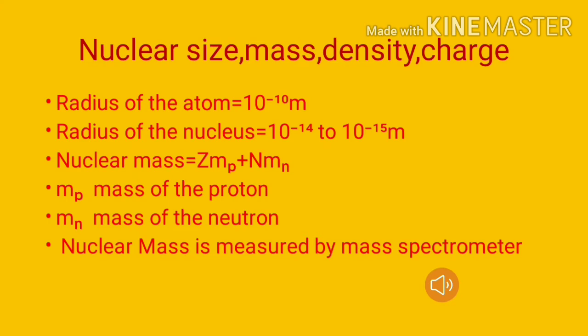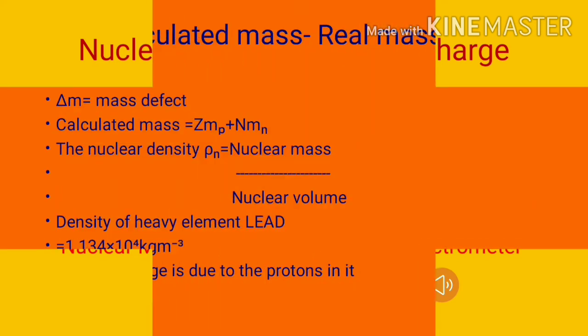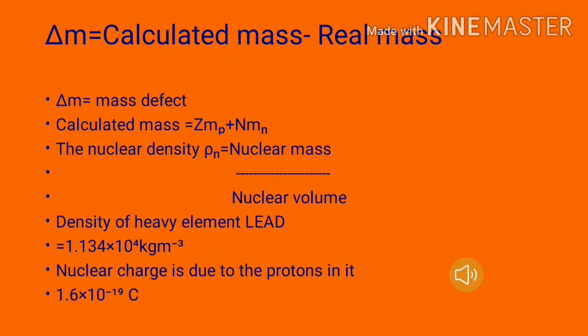Nuclear mass is the sum of atomic number into mass of the proton plus mass of the neutron into number of neutrons. Nuclear mass is measured by mass spectrometer. Mass defect is defined as the difference between the calculated mass and real mass. Nuclear density is defined as nuclear mass by nuclear volume. Density of heavy element is lead. It will be asked in the competitive exam questions. So mind it.